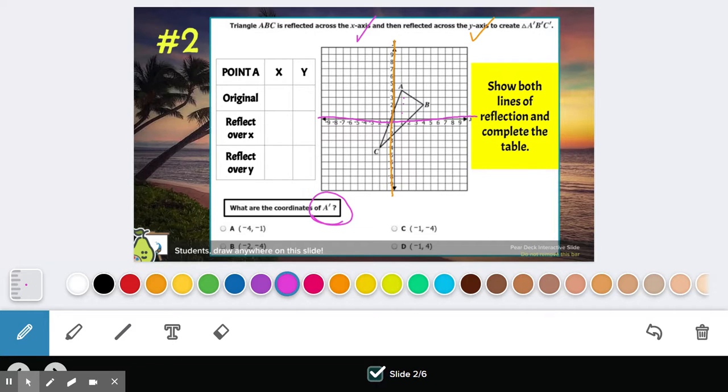So 1, 2, 3, 4. 1, 2, 3, 4. A started at 1, 4. Reflected over the x-axis, it was 4 above, so it went 4 below. The x doesn't change. The y does. So now it's 1, negative 4. And then I'm going to reflect it over the y-axis. It's 1 to the right, so I'm going to go 1 to the left. So it stayed at negative 4, and went from positive 1 to negative 1. And my answer should be negative 1, negative 4 down here.